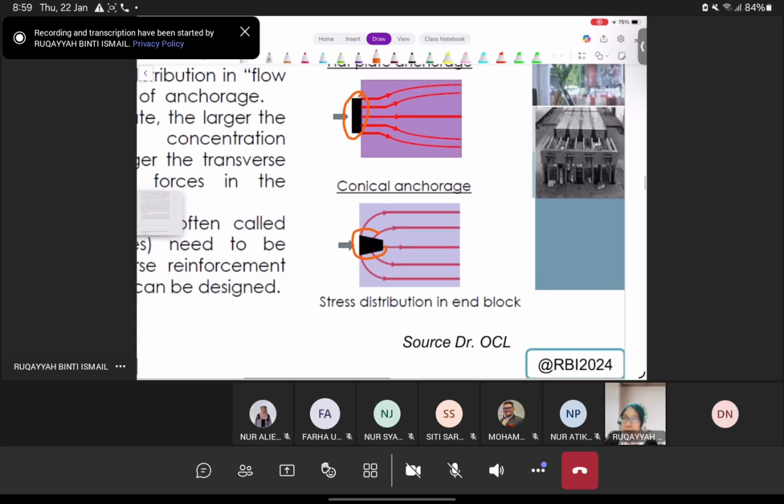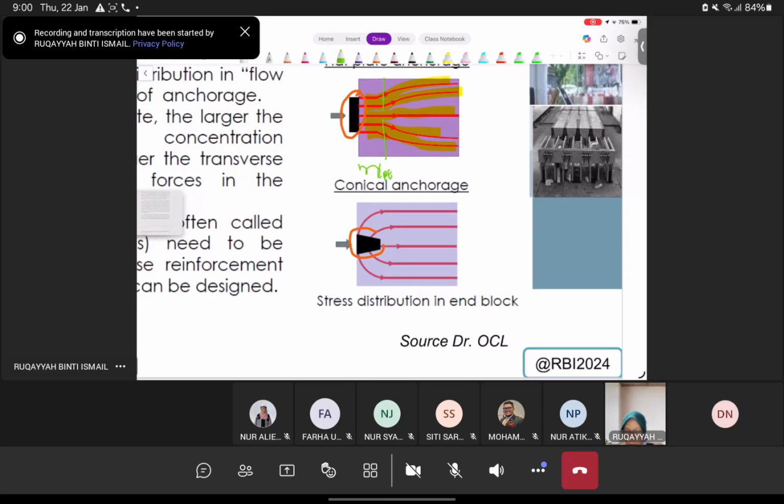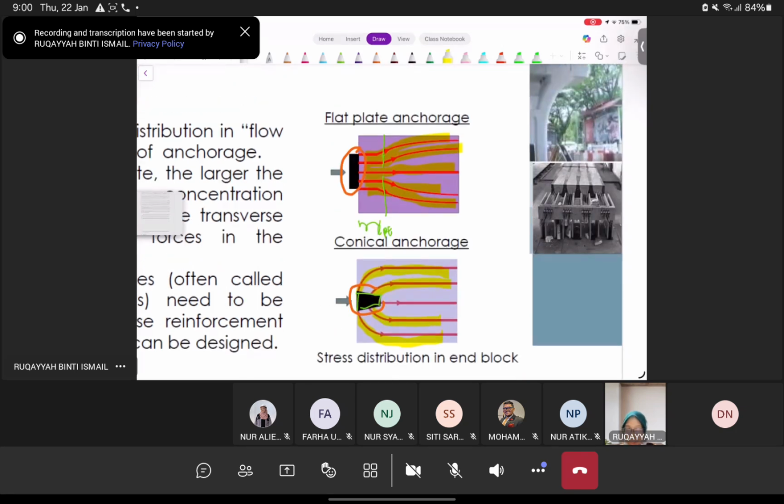Okay, so if you look into the trajectory of the stress, the flow of the stress itself, you can see the difference. The concentration is normally near to the load applied, right? So this is where the critical part comes, which is what we want to cater for, the LPT. Okay, and for conical, it's called conical because of the shape. It's like this. But then the trajectory of the stresses is a bit different, because you have it more curvy like this, rather than the flat plate type.